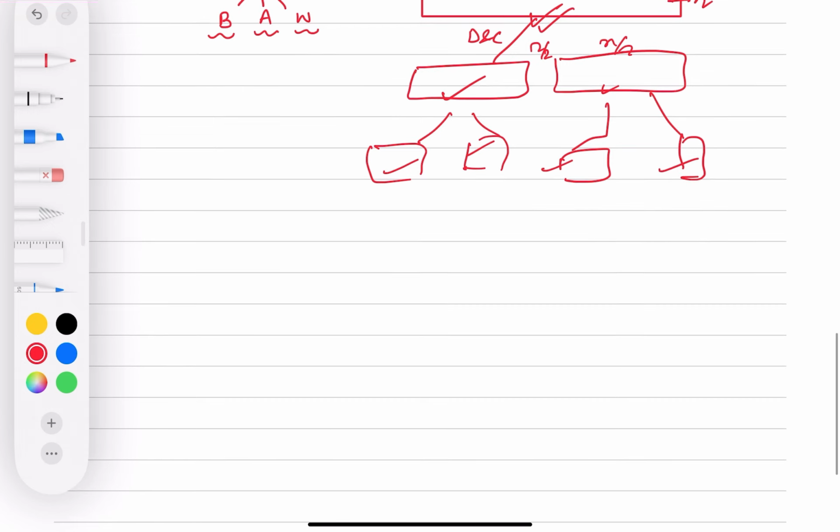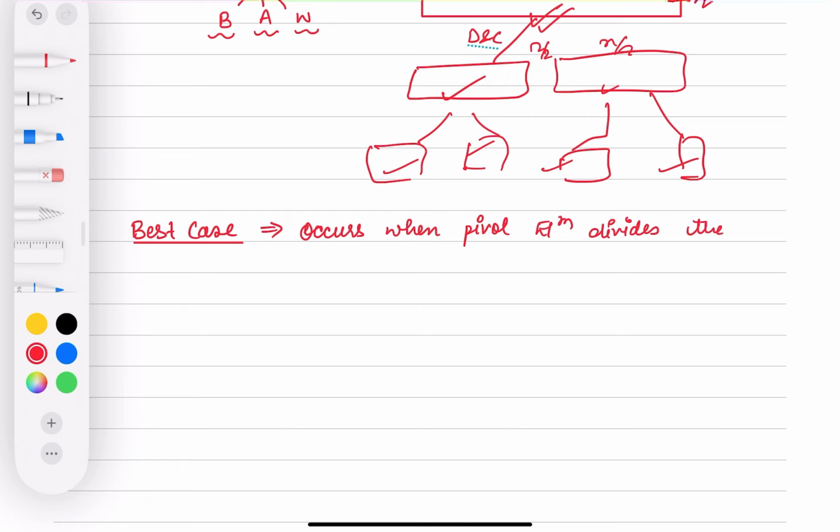Let me write best case. When will be the best case? Best case will happen when the pivot element divides the array exactly into halves. That is, you can write that best case occurs when the pivot element divides the array into two equal parts.